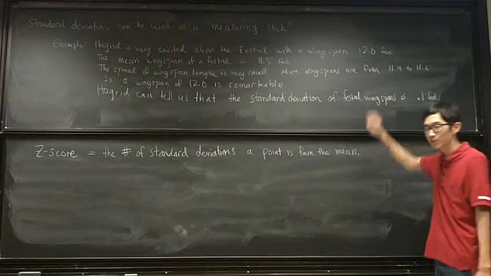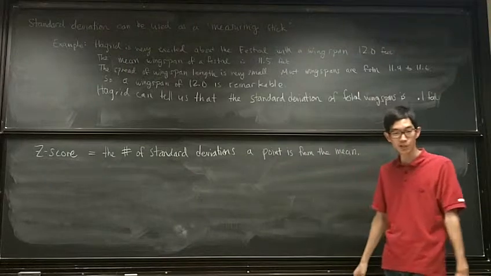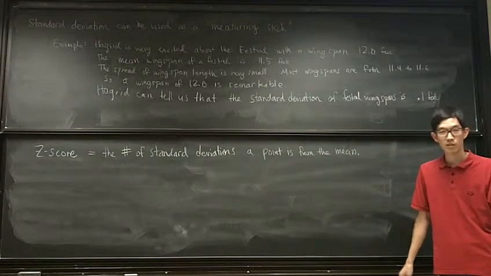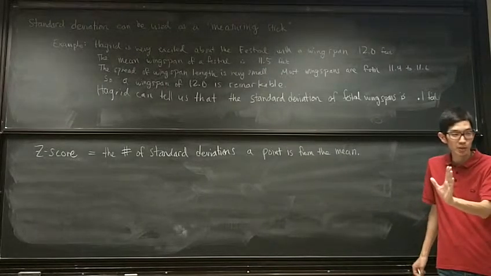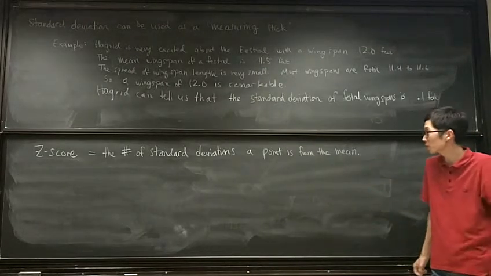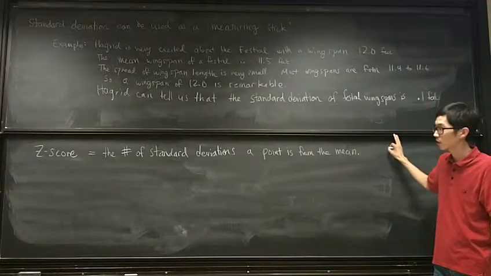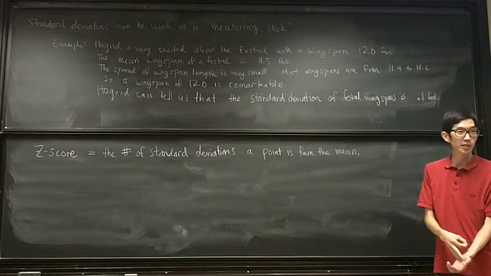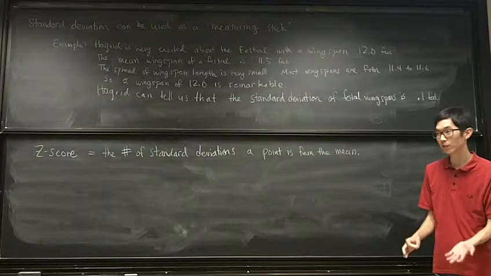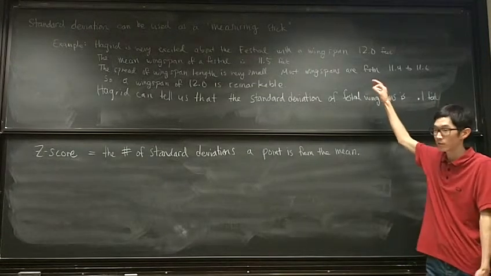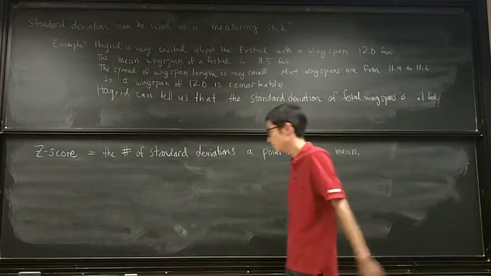So this Kestrel with a wingspan of 12 feet is how many feet larger than the mean? Half a foot. So it has a wingspan that's 0.5 feet larger than the mean. And if each standard deviation is 0.1 feet, how many standard deviations away from the mean is this bird? 5 standard deviations. So this bird would have a z-score of 5. Okay. Let's try a few examples here.